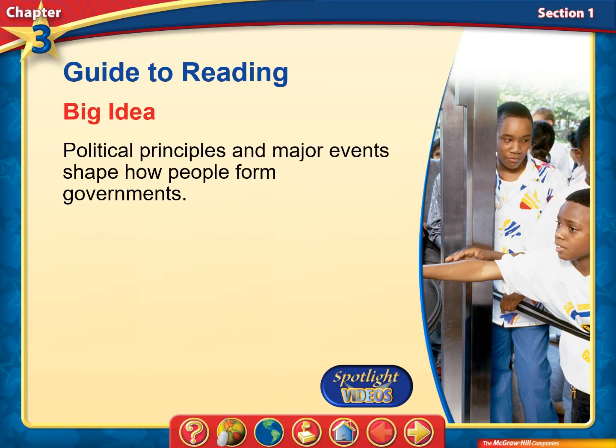Today we're going to be talking about Chapter 3, Section 1, and we're looking at the political principles and major events that shaped how people form governments.